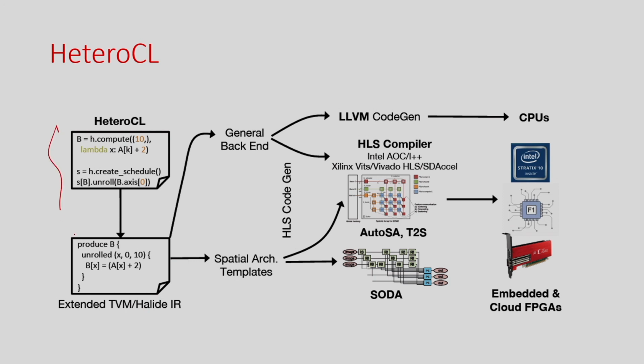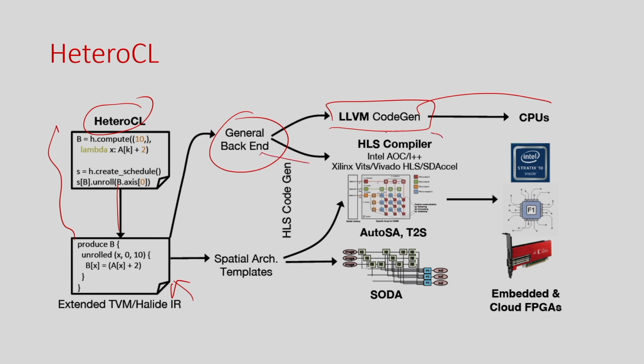So, you have the option to specify this in the Hetero-CL language, and then it internally converts into that IR, which is after applying these optimizations to this code. In the back end you can use the LLVM code generator and run on a CPU, or you can go into some high level synthesis tool like Vivado or the Intel tool and run it on an FPGA. Or from this code you can apply AutoSA, I am going to talk about that, or T2S, and generate things for FPGA. You can also represent this in some domain specific language at the hardware level and run it on some embedded or cloud FPGAs, right.